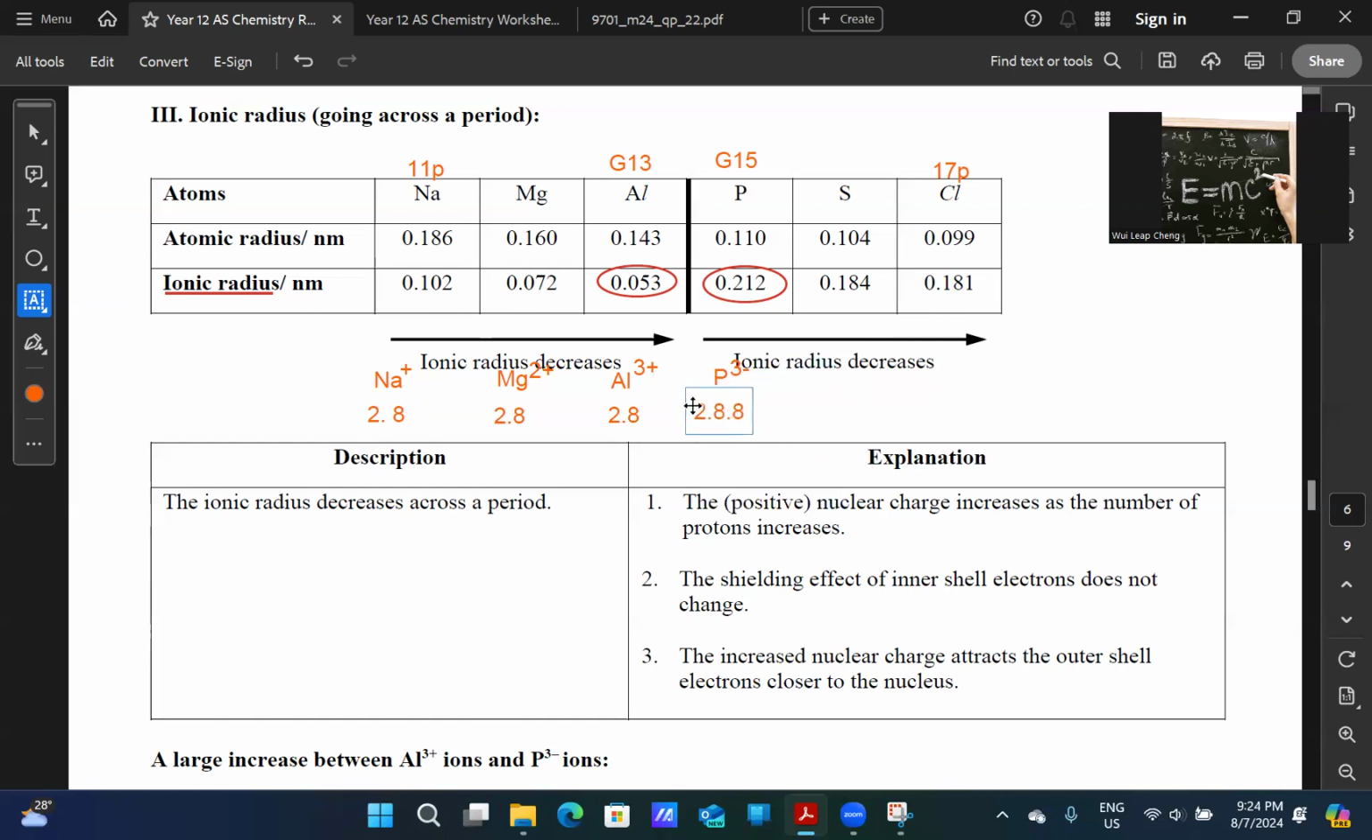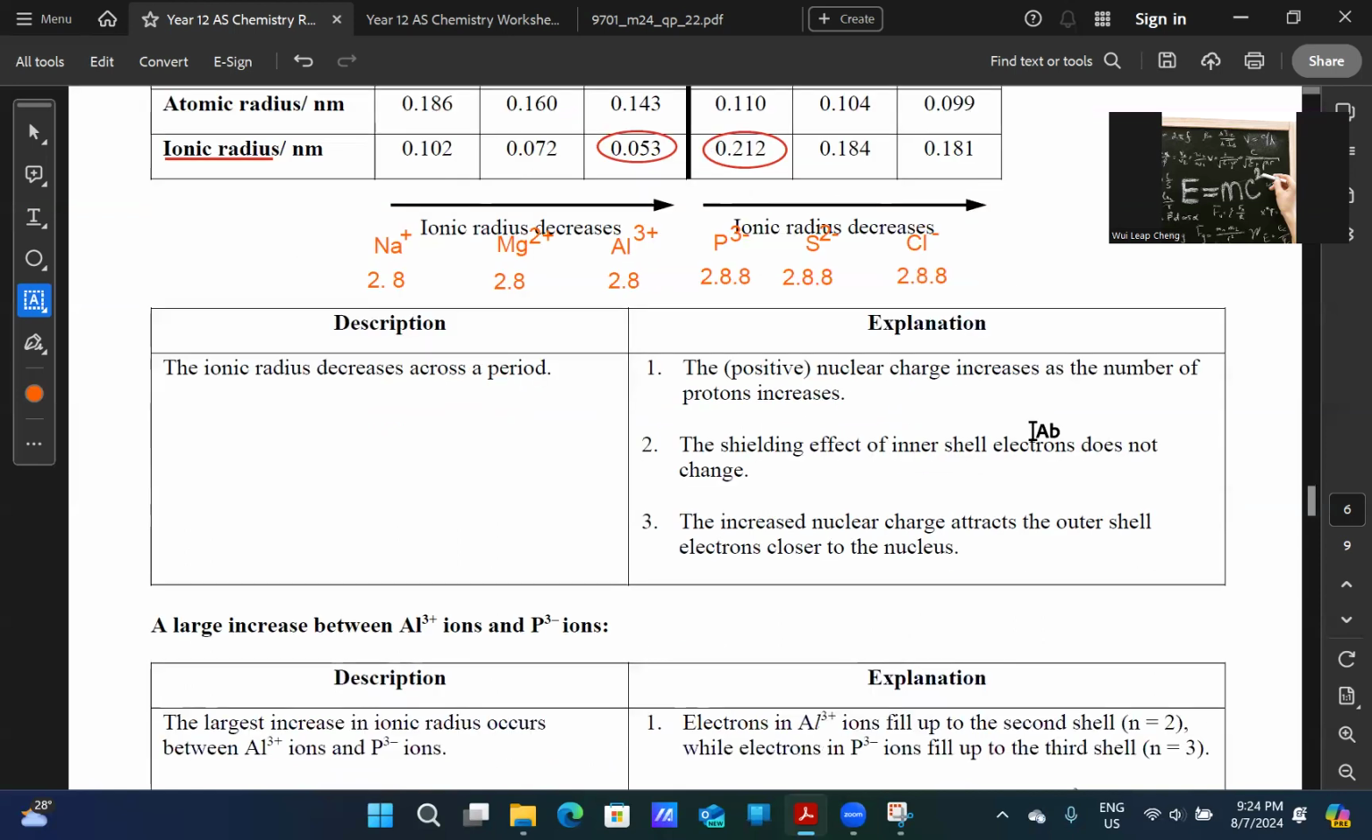To AA. Sulfide to A as well. Chloride 1 negative. It's also 2A.